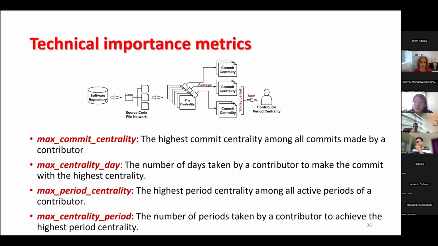Then we introduce 4 technical importance matrices. The first one, max commit centrality, is the importance of the most important commit of a contributor. Max centrality day is the number of days taken before the contributor reaches the most important commit. And max period centrality is the importance of the most important period of a contributor. And the max centrality period is the periods before the most important one is reached.